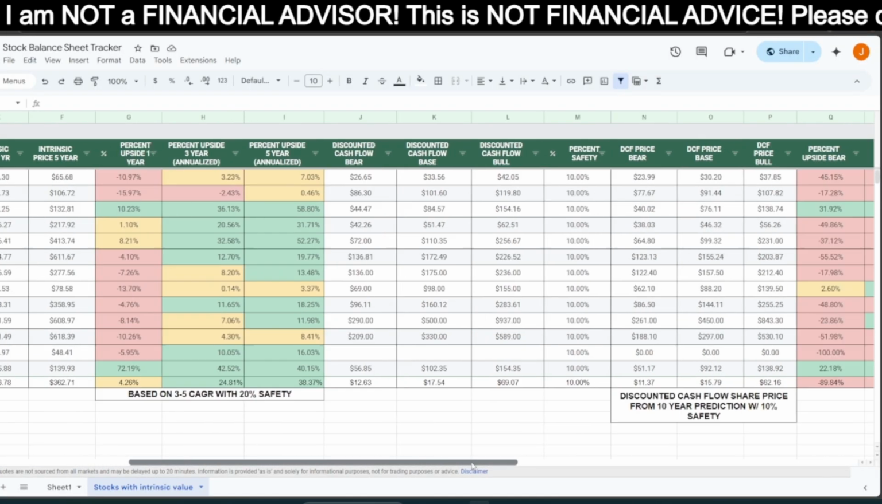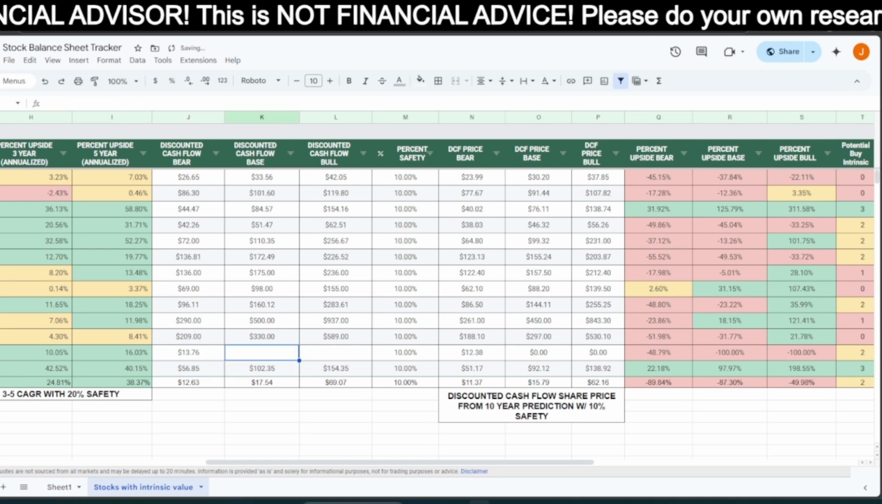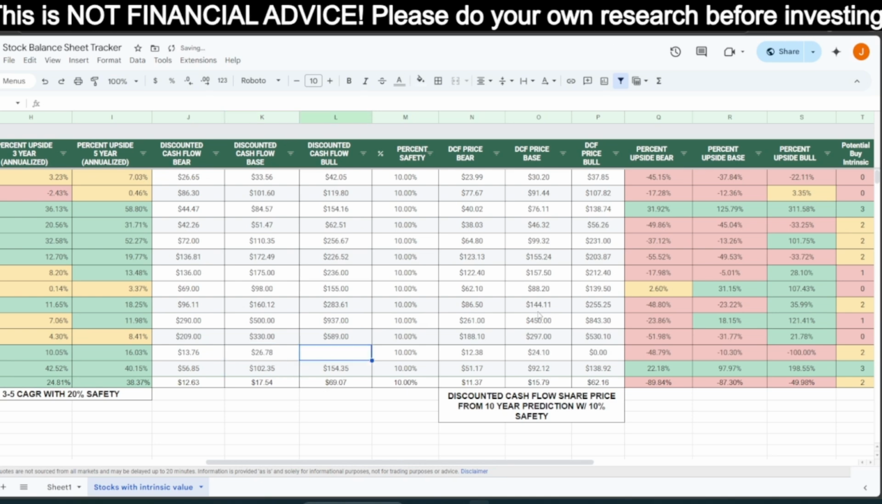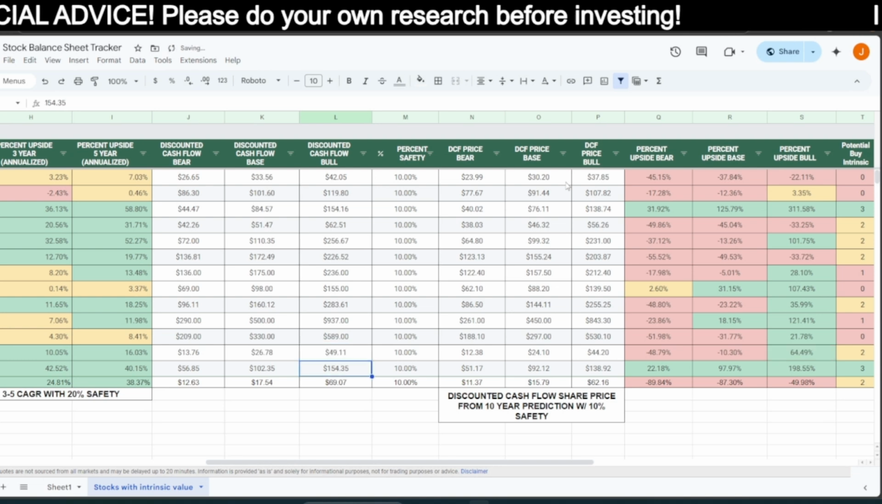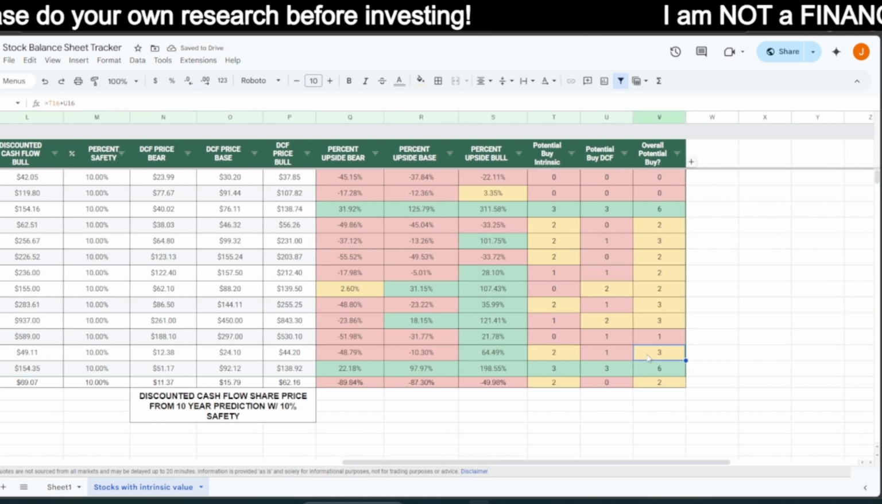13.76. So we'll go over to here, plug in 13.76. That's the worst case scenario. Base case is 26.78. And then the bull case is 49.11. And what you'll see here is that we're looking at only 3 out of the 4.